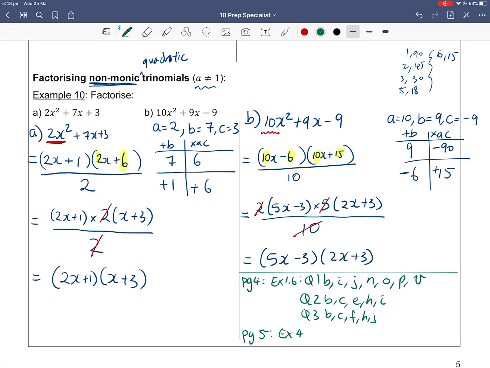Page 5, exercise 48, question 10, 34, 38, 47, 52, and page 7.